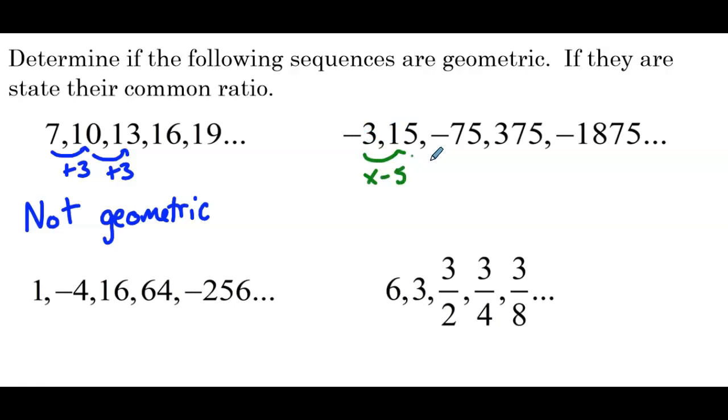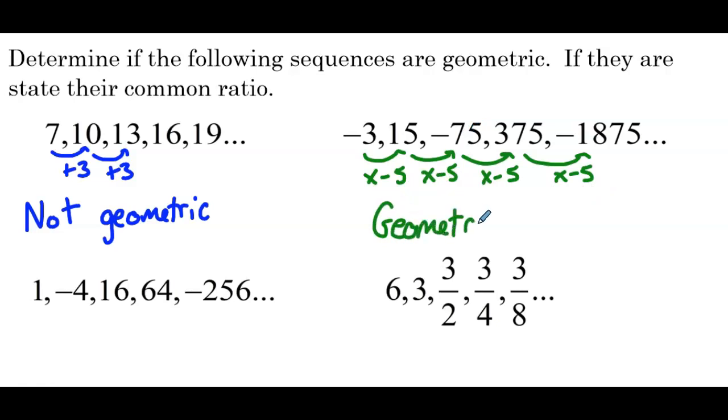And then 15 times -5 is -75. -75 times -5 is 375. And 375 times -5 is -1,875. Now if you don't trust me, you can always plug that into a calculator and do this multiplication out to see that if you take one term, multiply by -5, you would get the next. So we have a common ratio here, so this sequence is geometric. And the common ratio is -5.